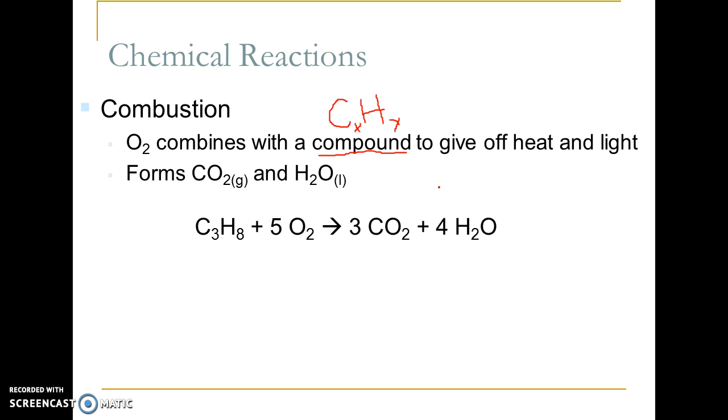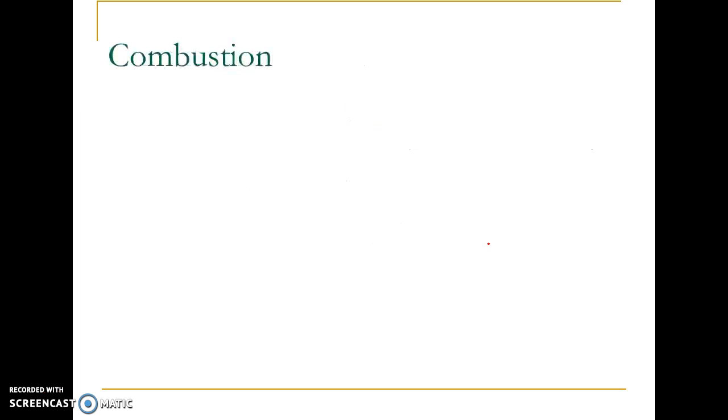Here's an example of a combustion reaction. Here we have C3H8. This would be the X and the Y. We have oxygen always, and then your products will always be carbon dioxide and water. And that's pretty much it for a combustion reaction, no matter what you have as a reactant.